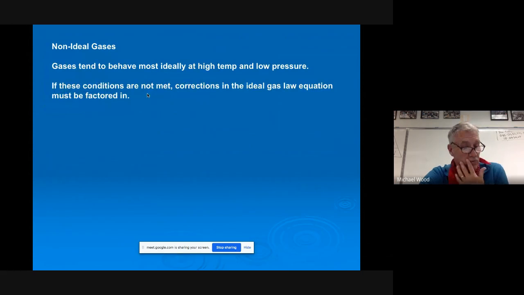Non-ideal gases, we've talked about this. A non-ideal gas is when two gases are going to interact. They're going to have a push, a force on each other. So gases tend to behave most ideally at high temperatures and low pressures. If these conditions are not met, corrections in the ideal gas law equation must be factored in, which I'm going to show you on the next slide, but we're not going to need to know that formula.